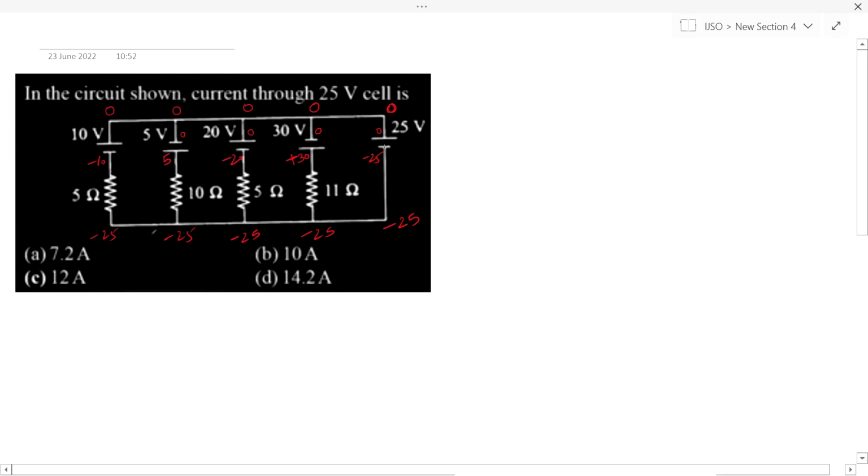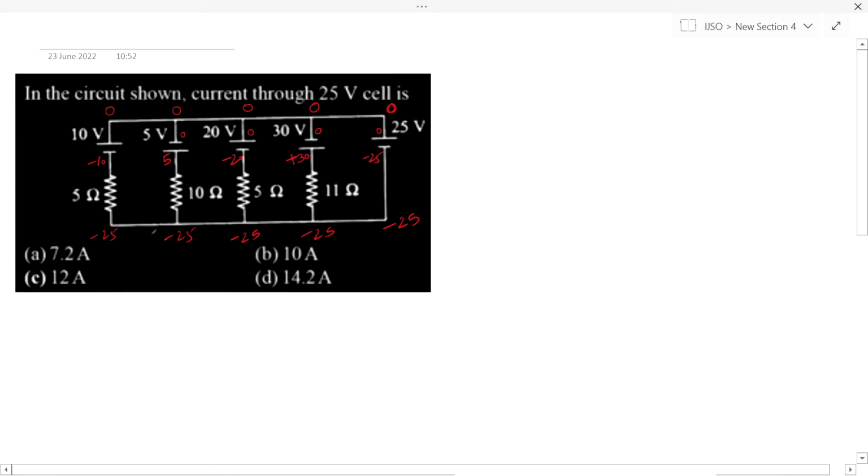Now, find the current through the 25-volt cell. So how will you do it? V is equal to IR. Just calculate the current at each side. So let's calculate over here.